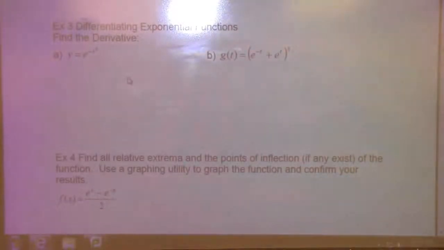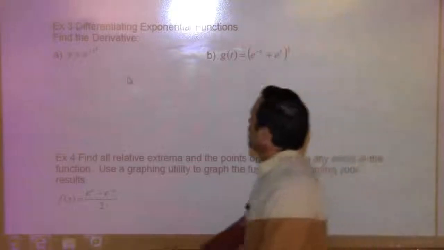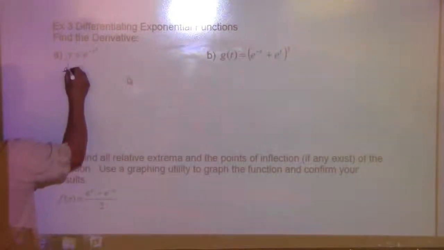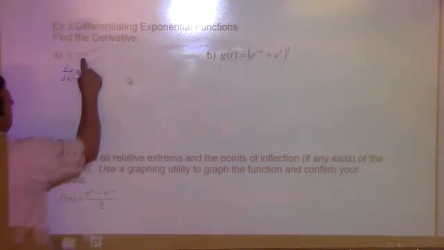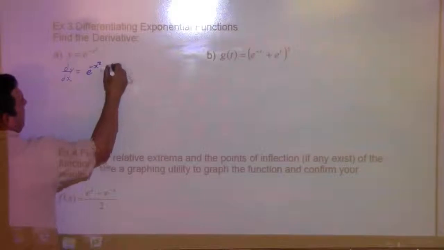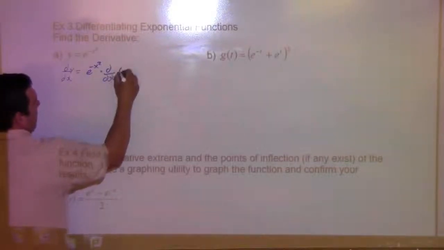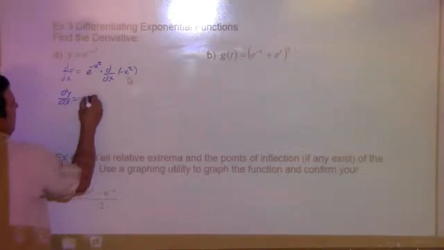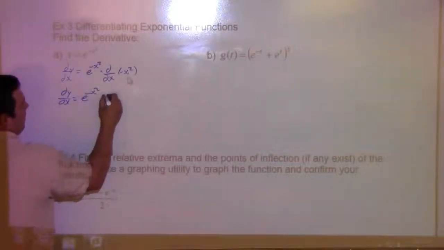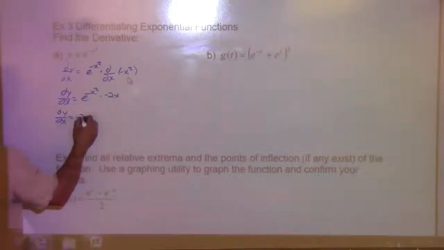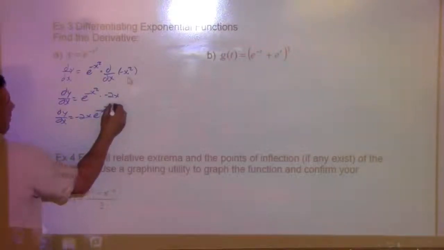Let's look at example 3. Differentiating exponential functions, find the derivative. So our dy/dx is going to be the derivative of this thing here, e to the negative x squared, times the derivative with respect to x of negative x squared. So dy/dx is e to the negative x squared times negative 2x. So dy/dx is negative 2x e to the negative x squared.